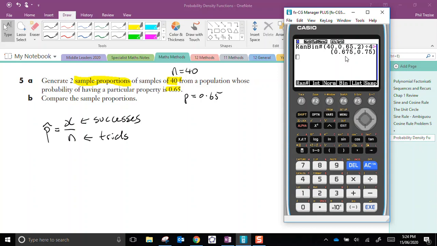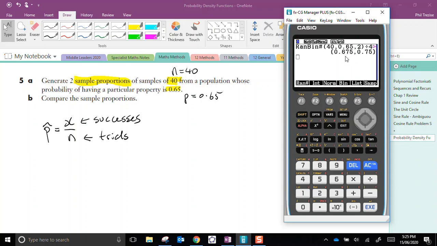So I've generated 2 sample proportions from, yes, there were 40 samples, and the population had a particular property which was 0.65. Both of those sample proportions are reasonably close to 0.65. And we compare them. Okay, well, both of them were a little bit on the high side, but there's only 2 of them, so that's not terribly surprising.